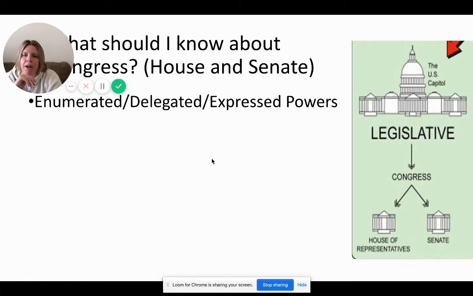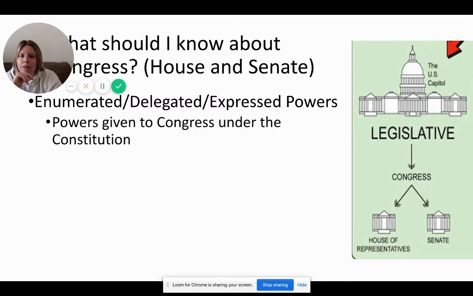Know what enumerated or sometimes delegated or expressed powers are. They're interchangeable. Enumerated, these are the powers that are in the Constitution. Enumerated because they're numbered, delegated because they were given to the national government by the people, by the states, and expressed because they're clearly expressed. Like Congress has the power to declare war. That's an expressed power, and it's clear. So they're all the same thing, but they have different names for different reasons, but it's all the same thing.